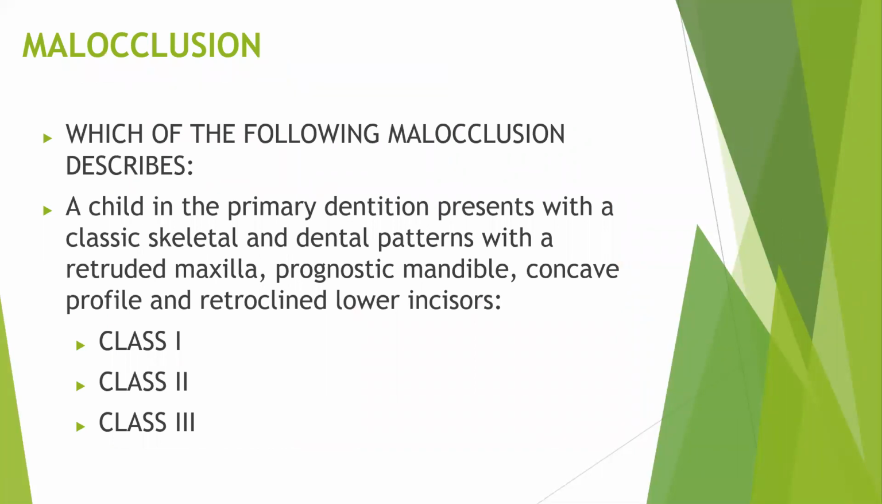So let's talk a little bit about malocclusion again. Which of the following malocclusions describes a child in the primary dentition who presents with a classic skeletal and dental pattern with a retruded maxilla, a prognathic mandible, and a concave profile with retroclined lower incisors? What would you say is the answer? If you answered class 3, that's correct.